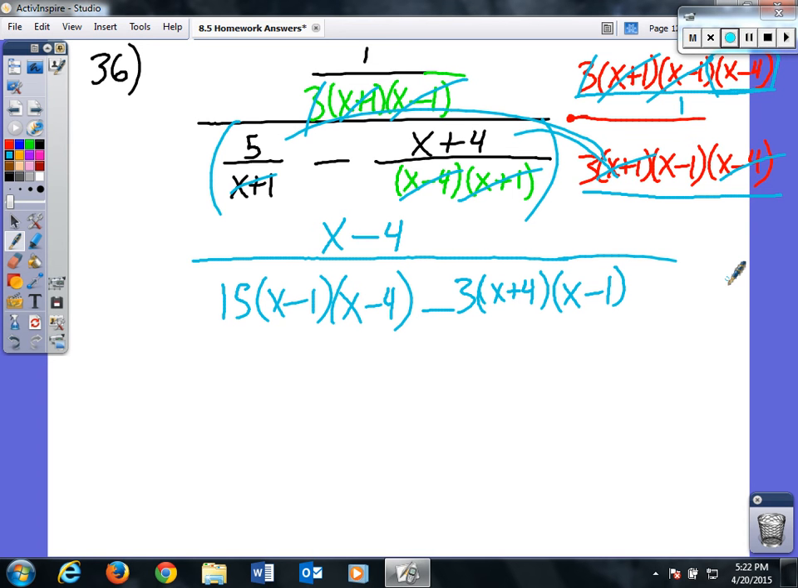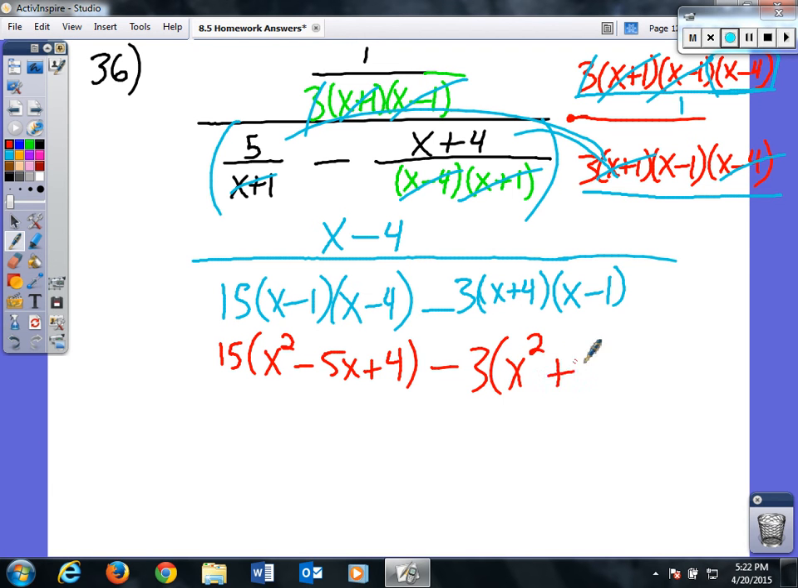So on the bottom, we're going to have to do some foiling. So we'll have 15 times, then when we FOIL, we get x squared minus 4x minus x gives minus 5x plus 4. Then we have 3 times, that'll be x squared plus 4x minus x gives 3x minus 4. Let's distribute the 15 and the negative 3 and then see if we can combine any like terms.